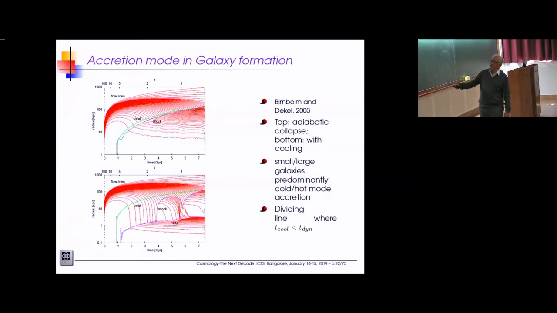Shells of baryons or gas expand, turn around, collapse, form a shock, and then they settle down to equilibrium, because they are now pressure supported in this potential. And the location where the shock is keeps moving outwards. This is what you expect.